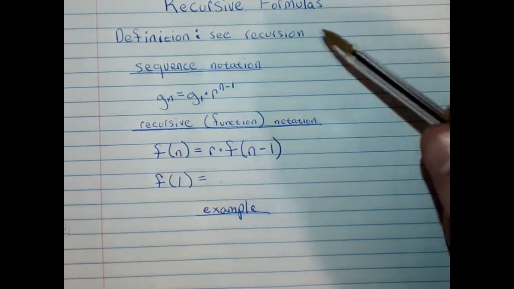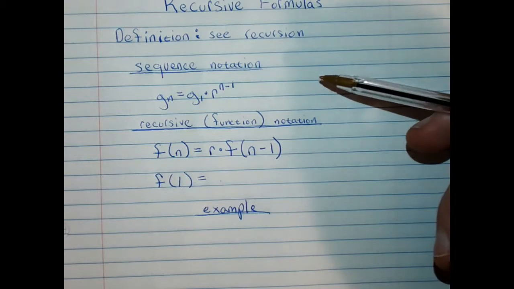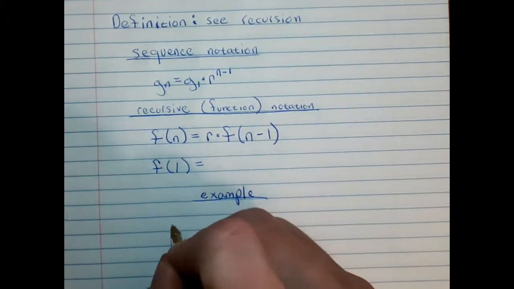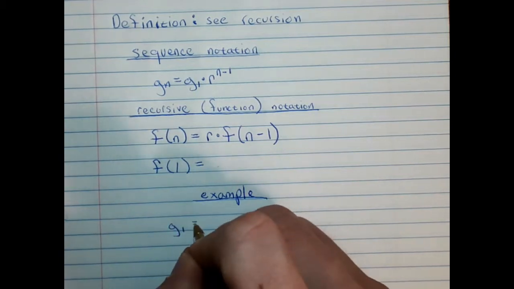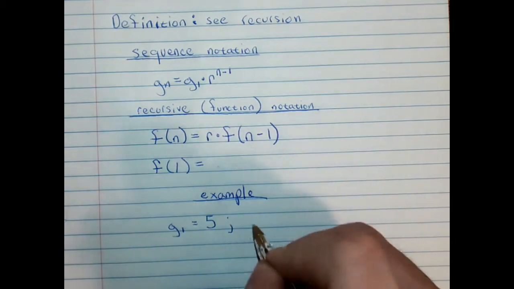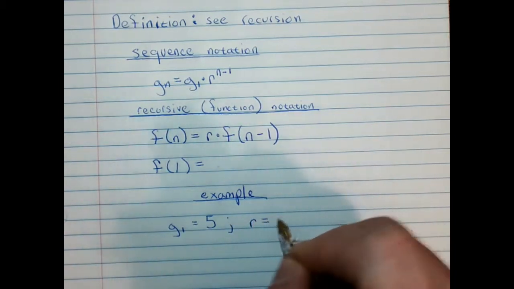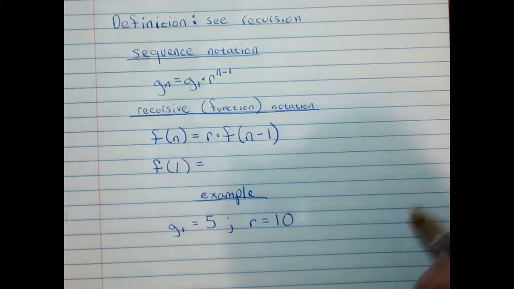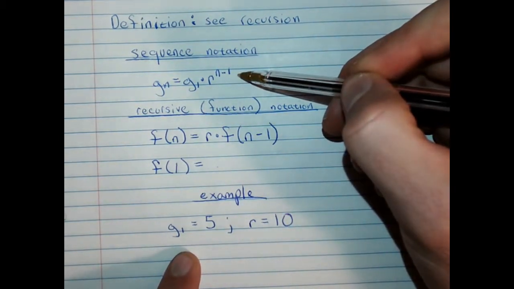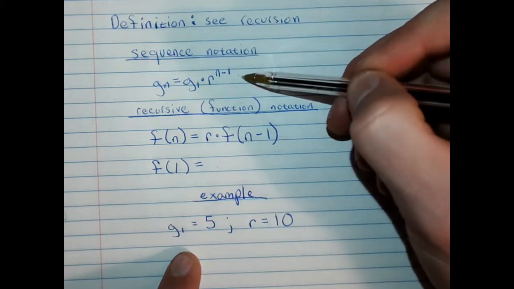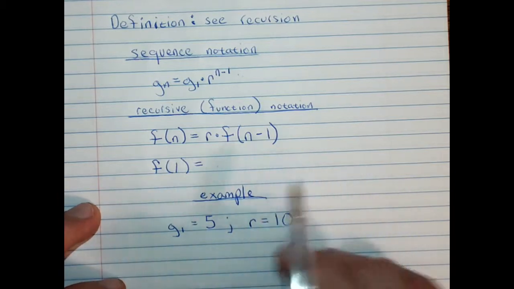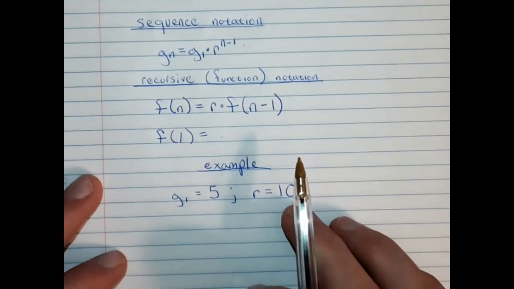So first with the sequence notation that we learned yesterday, which is maybe a little bit more straightforward. Given g sub 1, say that is 5, and a common ratio, maybe the common ratio is 10. Let's make it easy on ourselves. We can use this sequence notation of the geometric sequence to write out the whole sequence or find a specific value in the sequence.